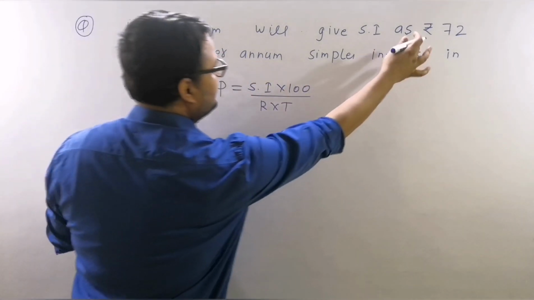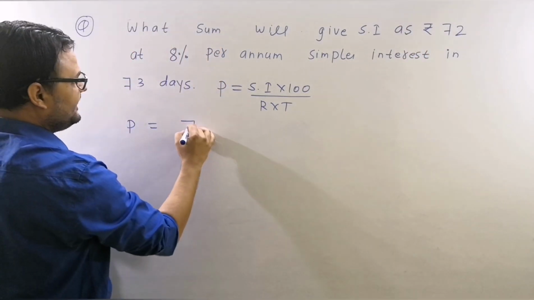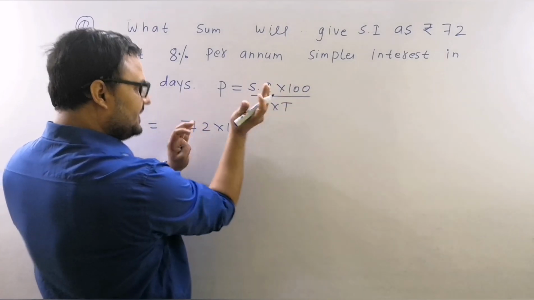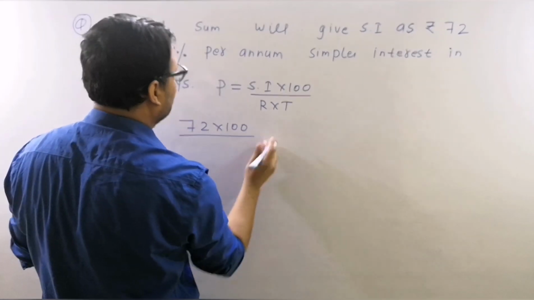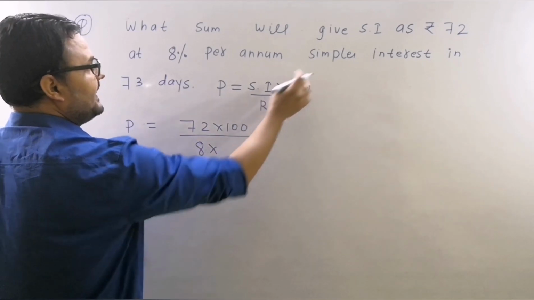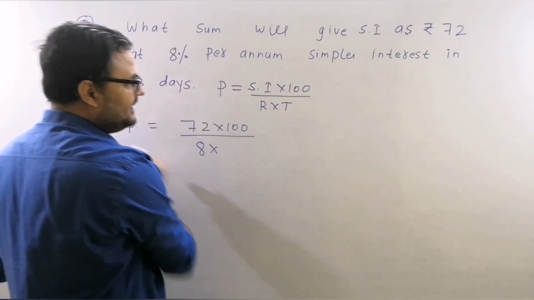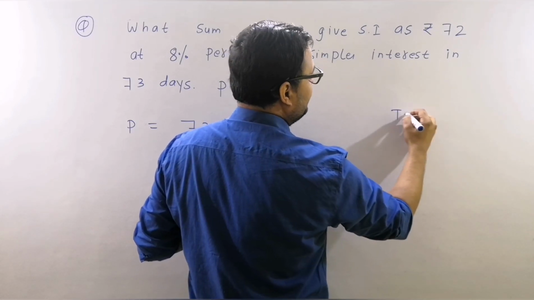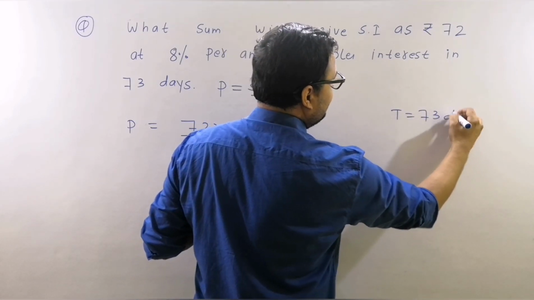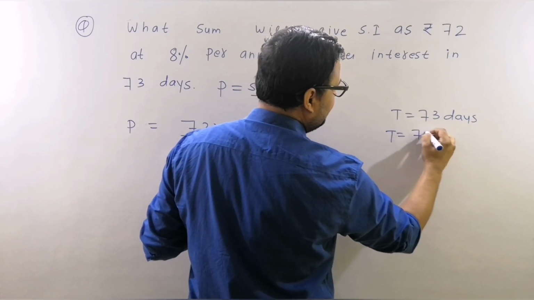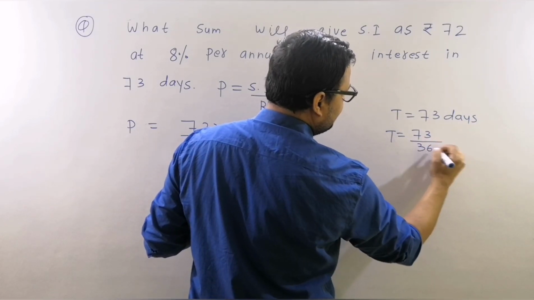Now SI is already given, 72 into 100. Whatever data is given, just put it in this formula and we'll get the answer. Now rate is 8% and time is 73 days. Time is always in years. I told you time is now 73 days, so when we have days, we have to convert them into years, then divide by 365.